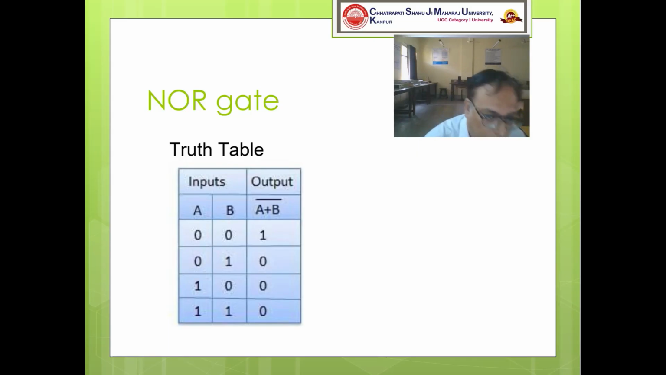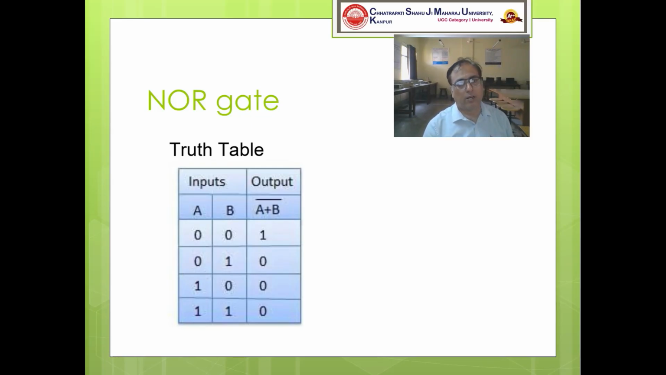Again, this can be explained by its truth table. For the two-input NOR gate, when A and B both are 0, for an OR operation you get 0 plus 0 equals 0. If it is inverted, you will get 1. 0 plus 1 is again 1, which is inverted, and you will get 0. 1 plus 0 is again 1, which is inverted, and you will get 0. And finally, if both the inputs are 1, 1 plus 1 equals 1, and if it is inverted, you will get 0. So this is how the NOR gate operates.